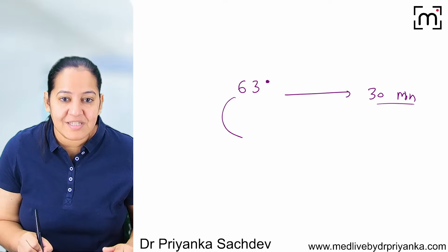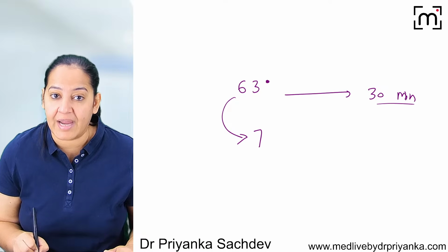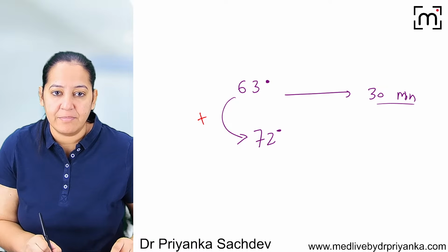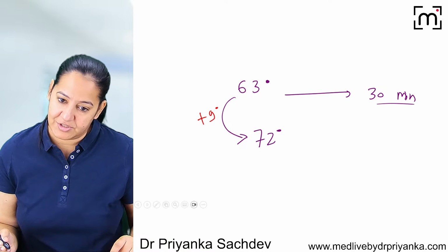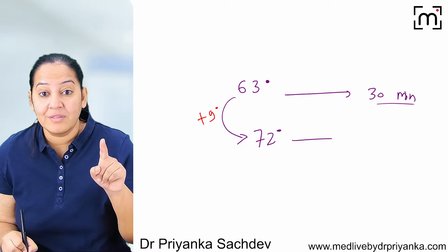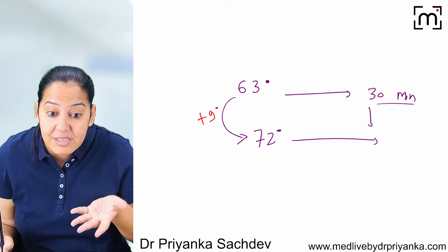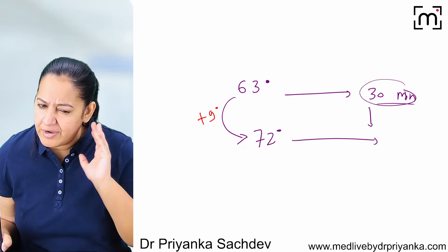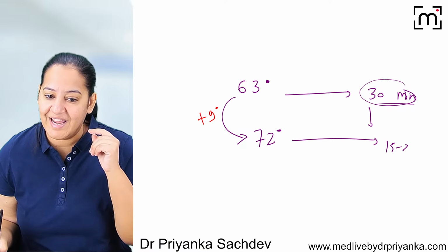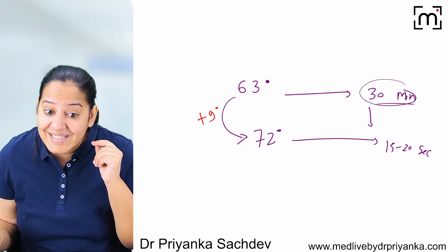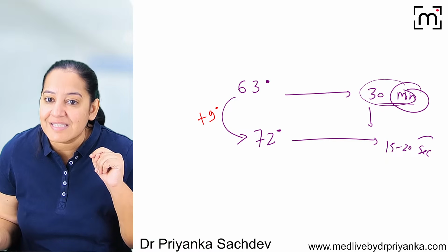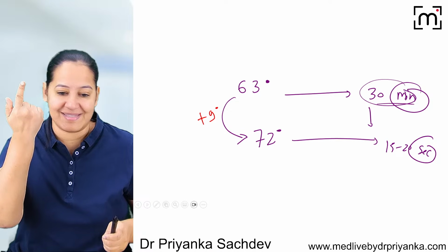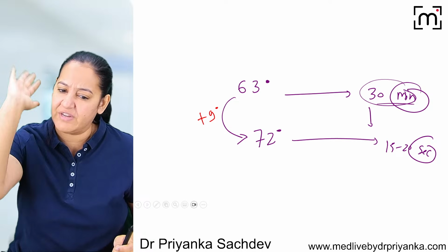But I don't have 30 minutes, so I will increase the temperature by 9 degrees. Instead of 63, I will use 72. I'm just increasing the temperature by 9 degrees Celsius. By doing so, the time will reduce drastically. Here the time was 30 minutes; it will reduce to only 15 to 20 seconds, not minutes. You can assume the difference in the time.